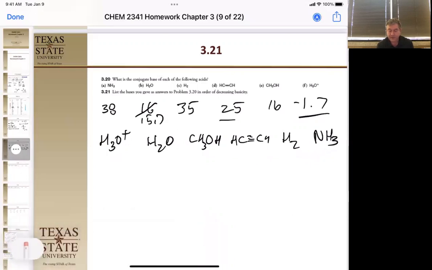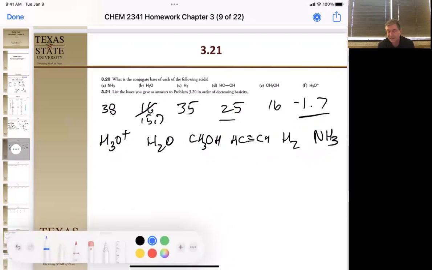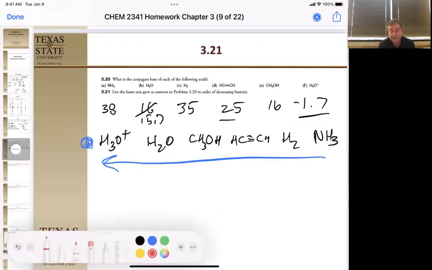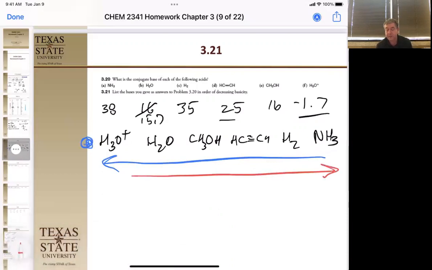Our acidity is decreasing in this direction, right? Because this is our most acidic compound, which means our basicity is increasing in that direction, which means this one is going to give our strongest conjugate base. This is going to give our weakest conjugate base. The weaker the acid, the stronger the base. Okay, so see how we can use the pKa's to order things from most acidic to least acidic, and then know where it would fit on the basicity scale.